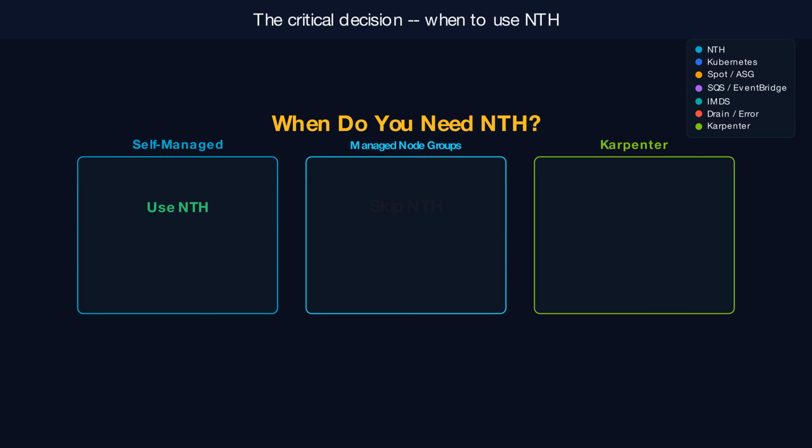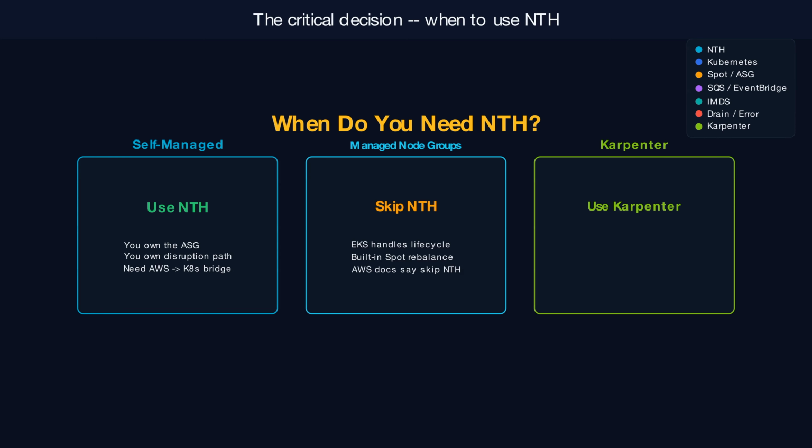You own the disruption handling path, and you need a bridge from AWS events to Kubernetes drain behavior. For EKS managed node groups, usually no. EKS managed node groups already provide integrated graceful handling, including spot rebalance behavior and drain flows for managed node lifecycle events. AWS documentation explicitly states you do not need NTH here.